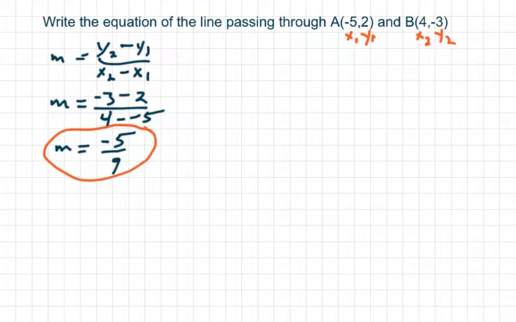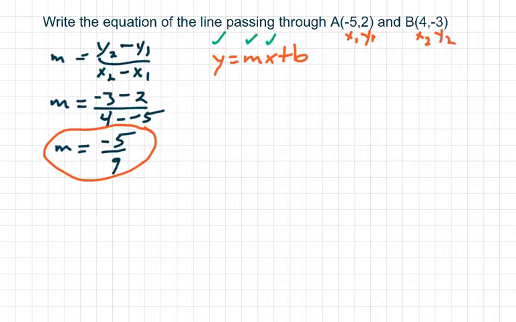Okay, so now, as well as the slope, we always know that the slope-intercept form is y equals mx plus b. So that's great because we know a y value, check. We know a slope, check. And we know an x value. So the only thing that's missing is our b value.